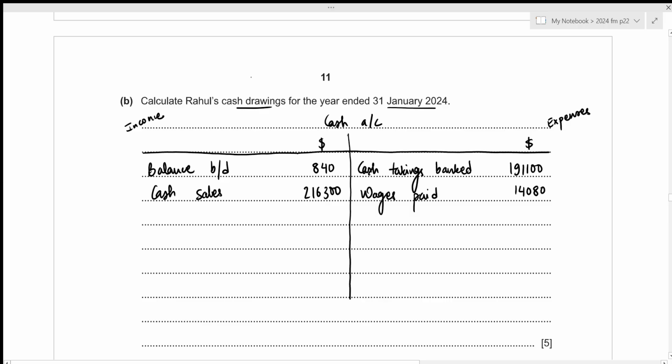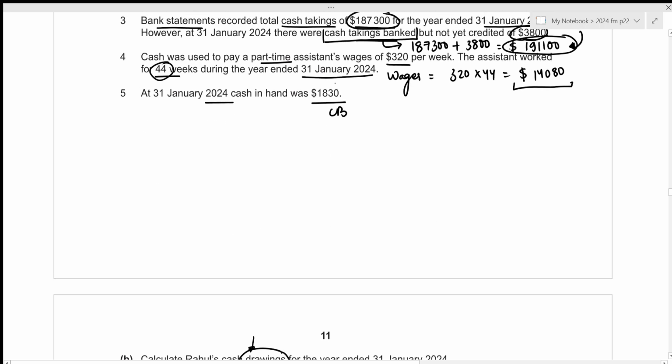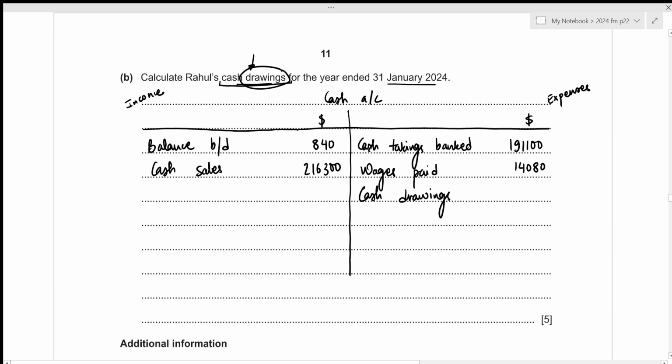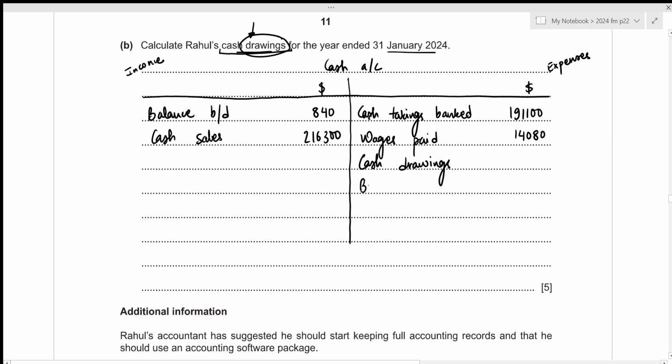Now we also need to calculate cash drawings, right? And cash drawings can also be categorized as part of an expense because essentially now Rahul will be taking this amount and using it for his personal expense. So the business's cash account will be reduced by the same amount for this cash drawings. So this goes on the credit side and this will now act as our balancing figure. After this, we just have our closing balance of 1,830, which will go on the credit side.